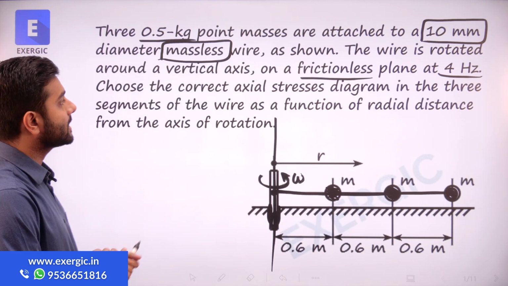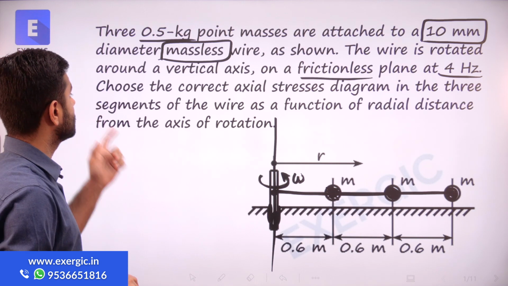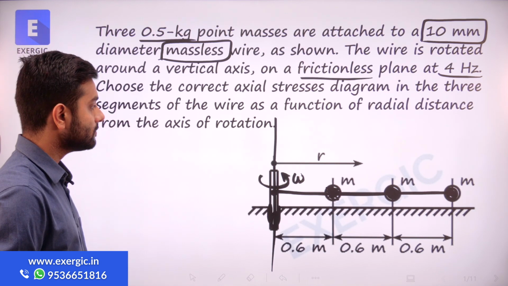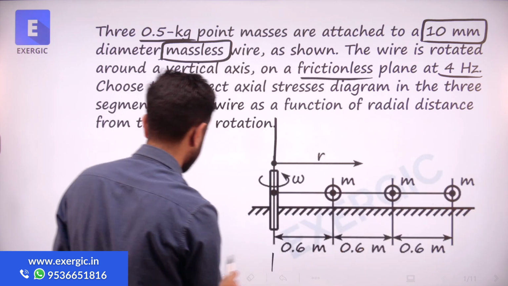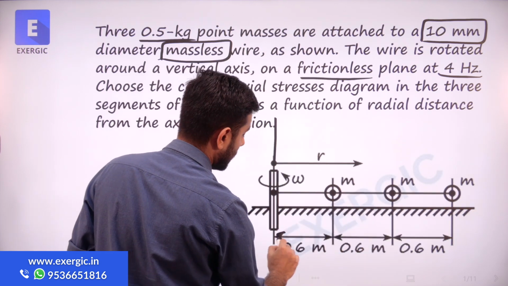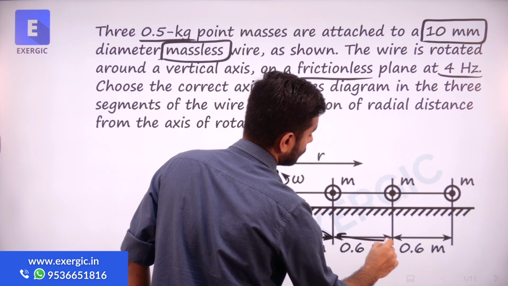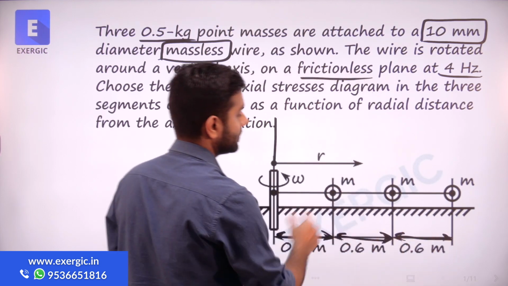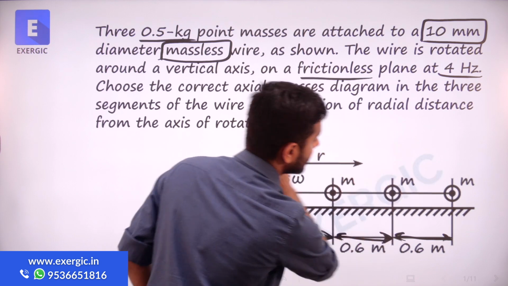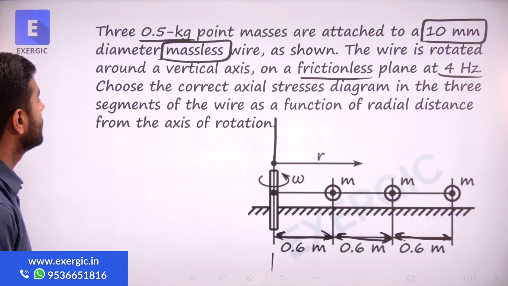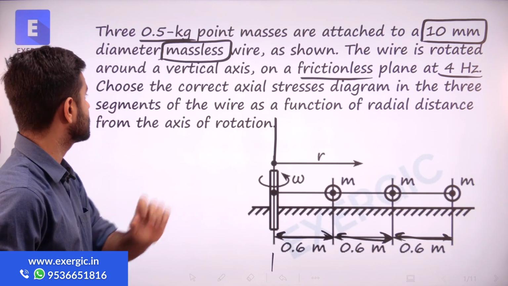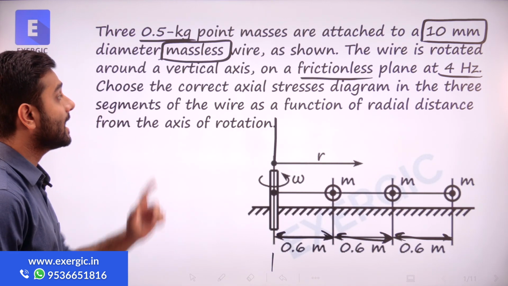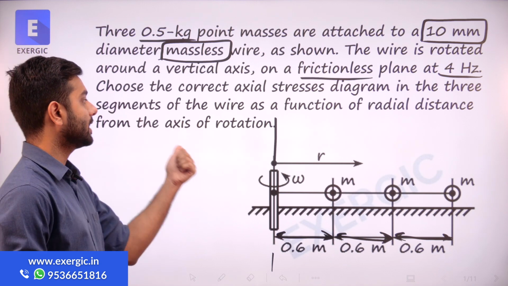Choose the correct axial stress diagram in the 3 segments of the wire. There are 3 segments of the wire. If you can notice, this is segment 1, this is segment 2, this is segment 3. Correct? 3 point masses, so 1, 2 and 3 segments are there in the wire. It is saying that choose the correct axial stress diagram in the 3 sections or 3 segments of the wire as a function of radial distance from the axis of rotation.